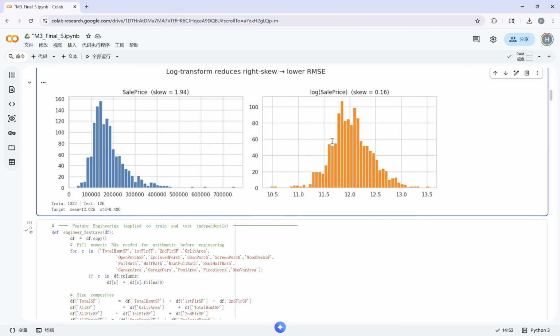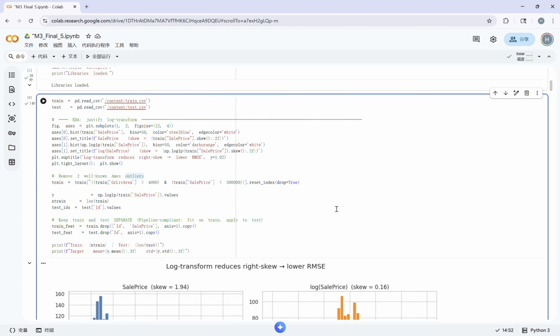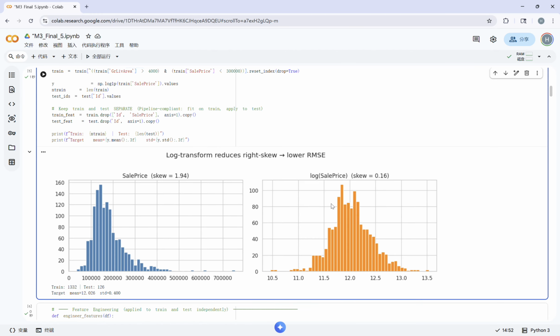And in machine learning, one of the most common pitfalls is data leakage. For example, accidentally using information from the test set while computing statistics, filling missing values, or deciding transformation thresholds. This can make validation results look artificially strong but performance drop in real-world use.